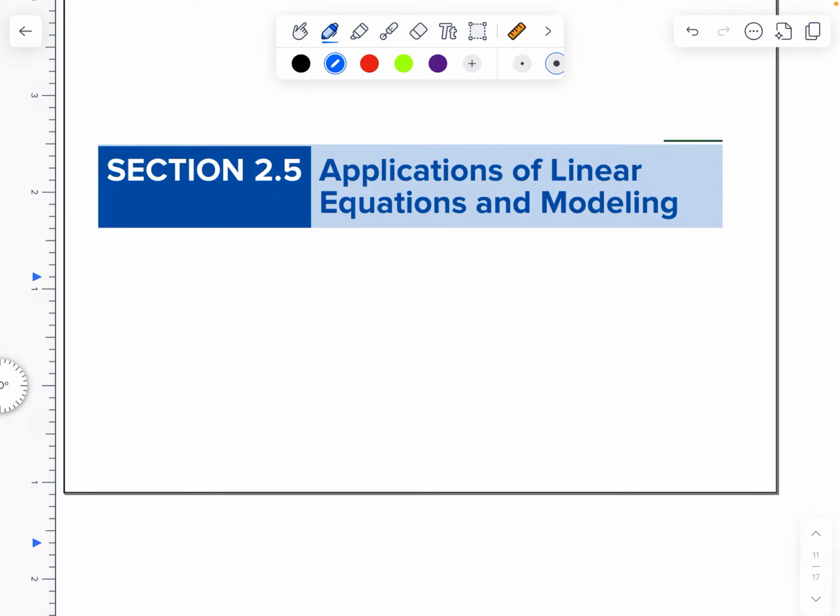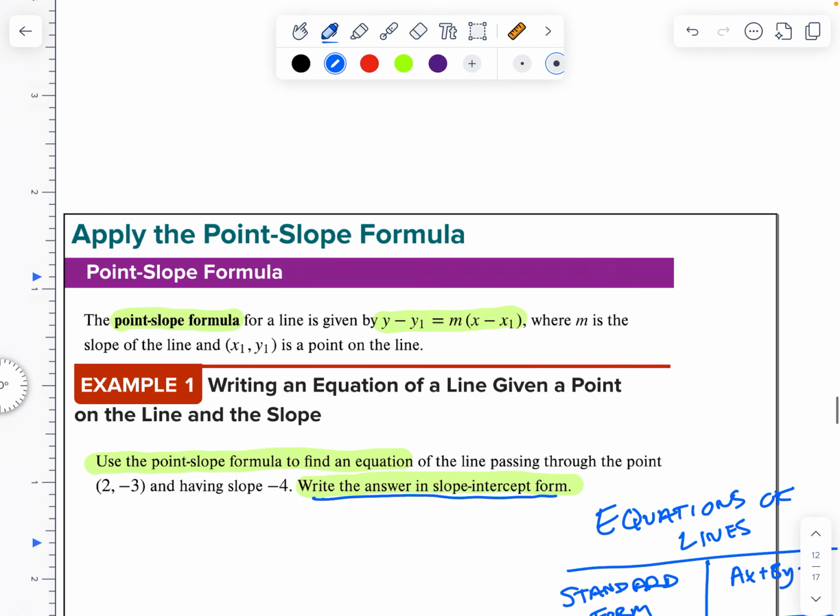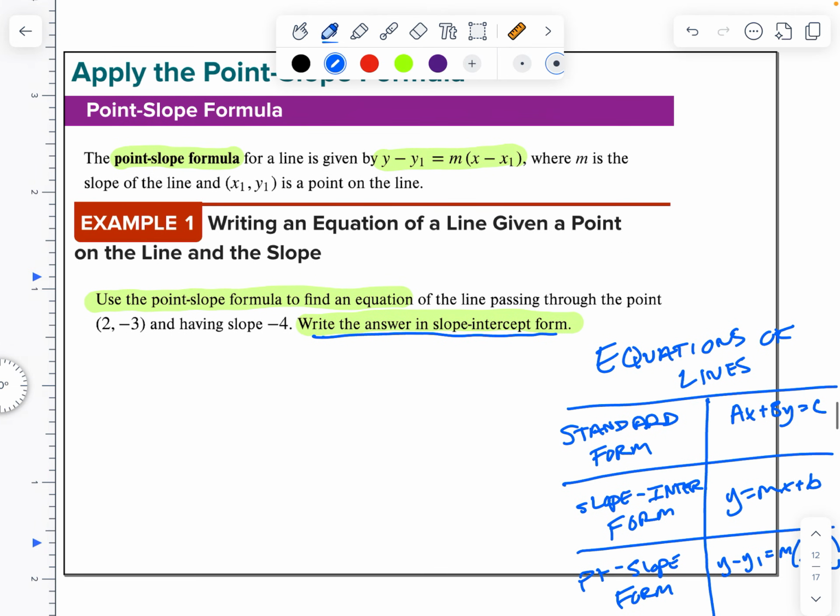All right, now on to some applications of linear equations. Again, I always say this, math doesn't live in a vacuum. It's not in its own bubble. We're not doing math just to do math. We want to actually apply it to something at the end of the day. We can apply the point slope formula.